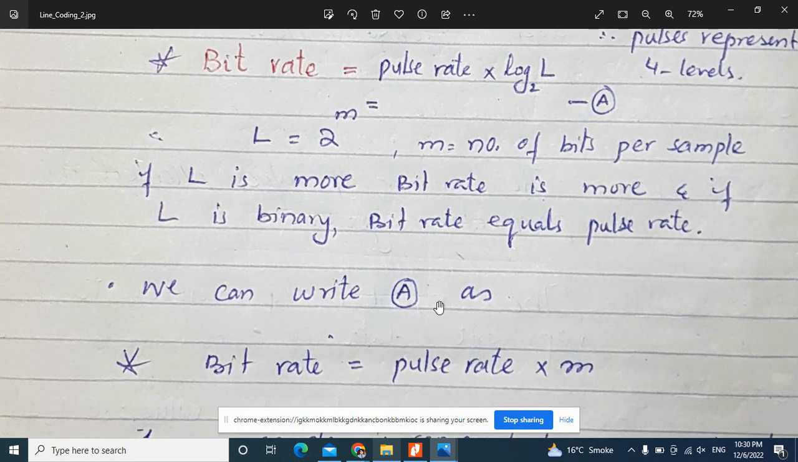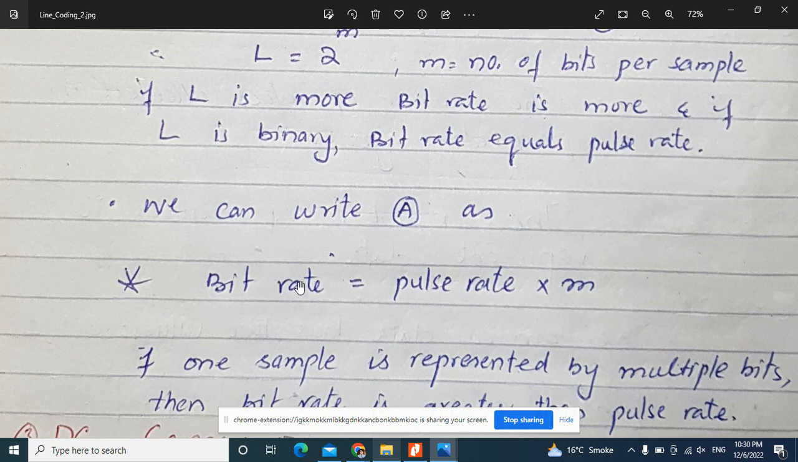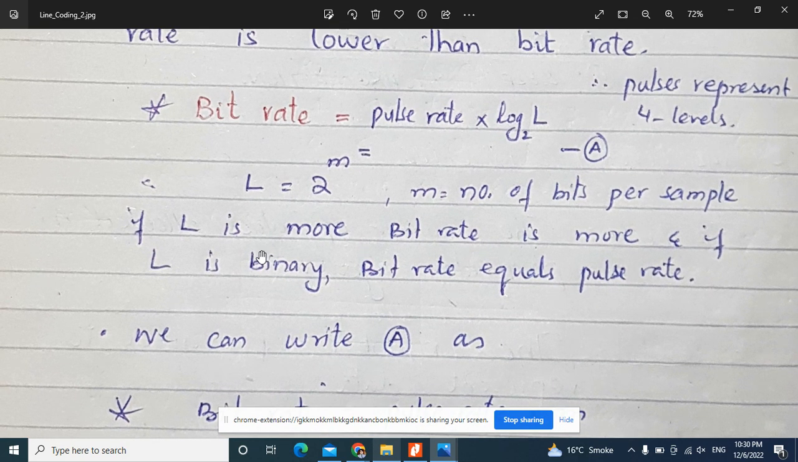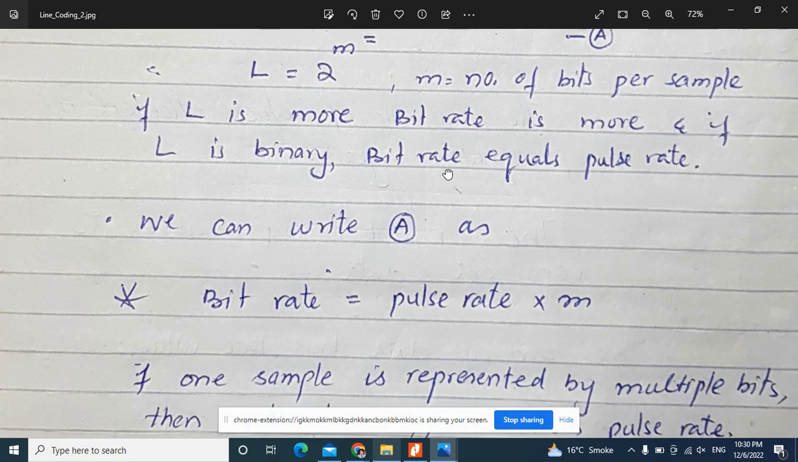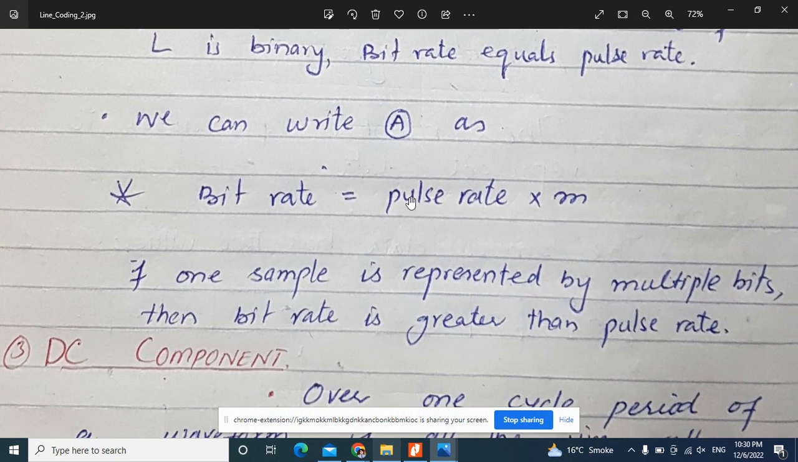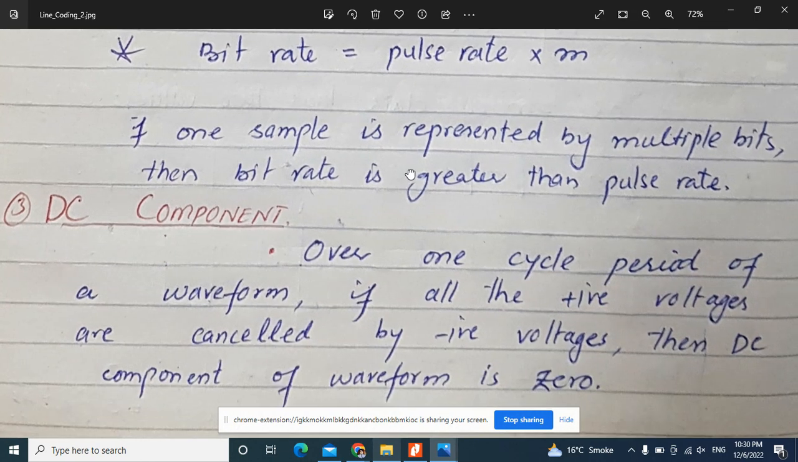So we can write like this: the bit rate is equal to the pulse rate multiplied by m as well, because m is equal to log 2 to the power l. That is why we can write pulse rate multiplied by m. So if one sample is represented by multiple bits, then the bit rate is greater than the pulse rate, which is understood. The third characteristic is DC component.